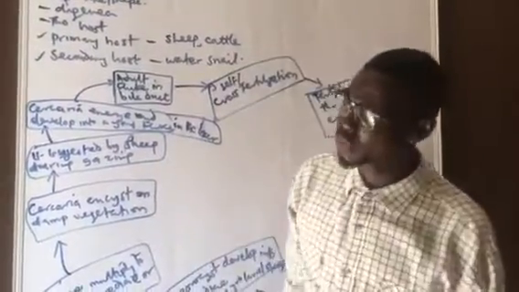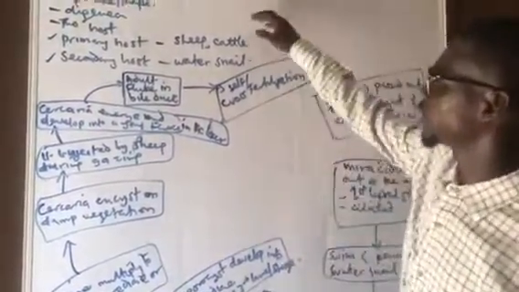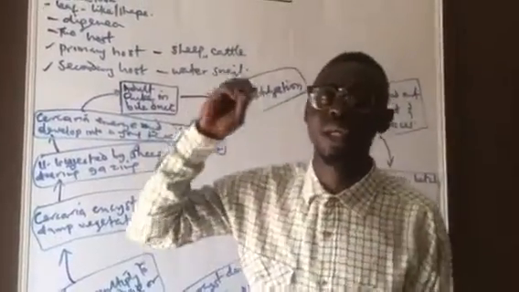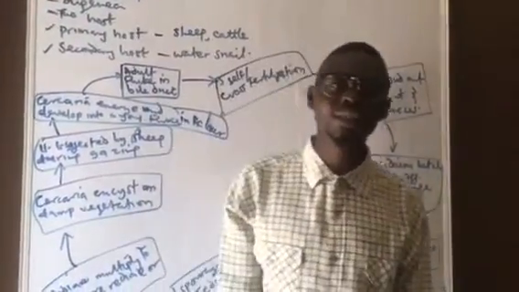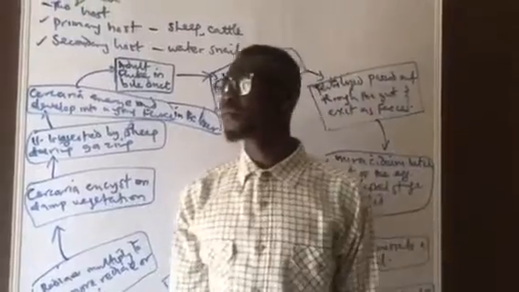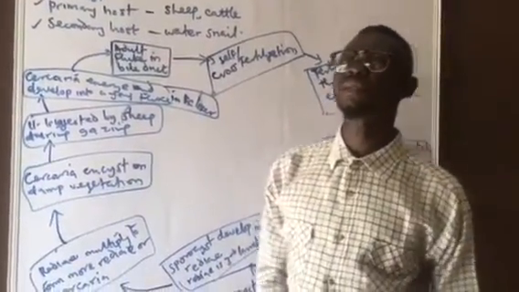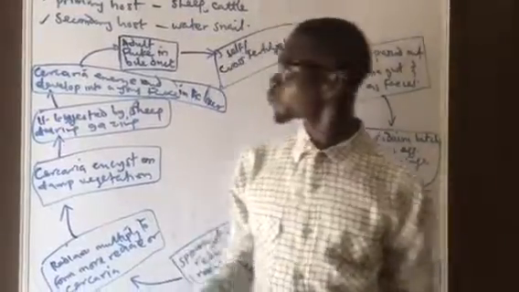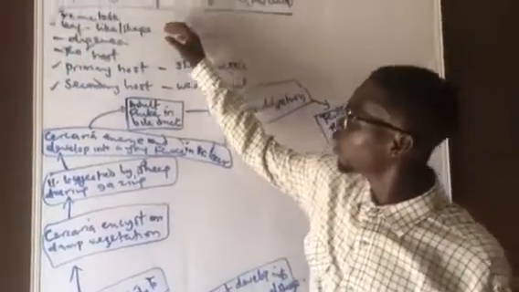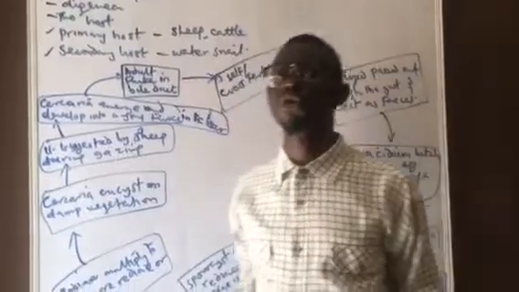And also the waste product, the excretory product of this parasite is very toxic to the primary host. So it can lead to disease, liver rot. I talk about liver rot, it can lead to dropsy. So those are the effects.